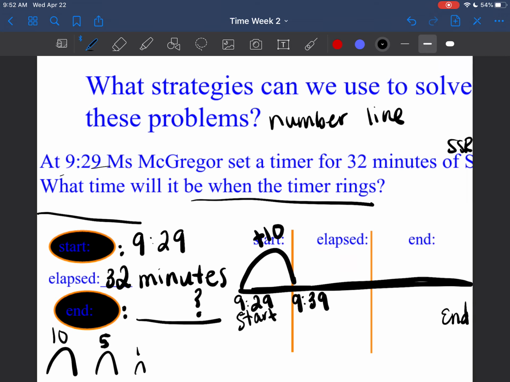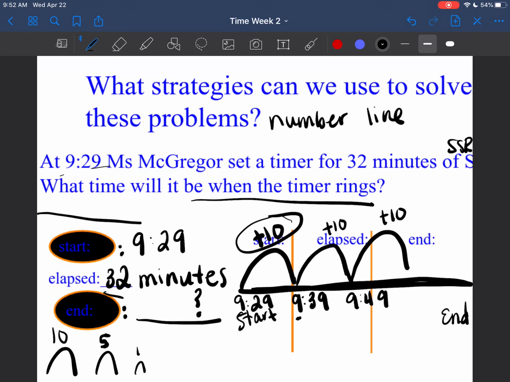Notice we're staying in the same hour. We're staying in that 9 o'clock hour. We're just jumping minutes. So 10 minutes so far, we need to be passing or elapsing 32 minutes. 9:39 plus 10 is 9:49. 9:49 plus 10 is now 9:59. So far we've jumped 10, 20, 30 minutes.